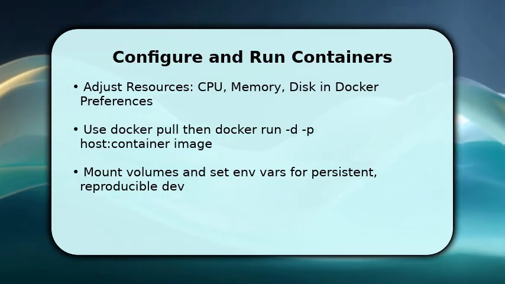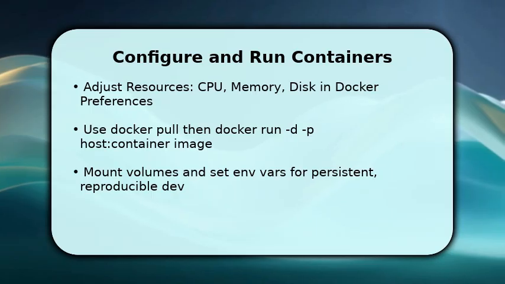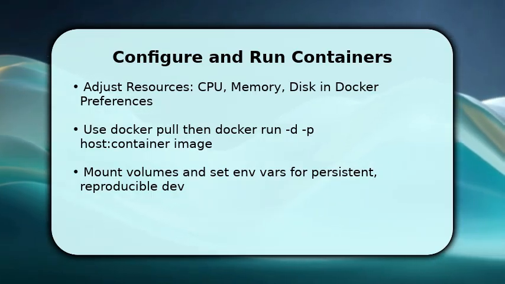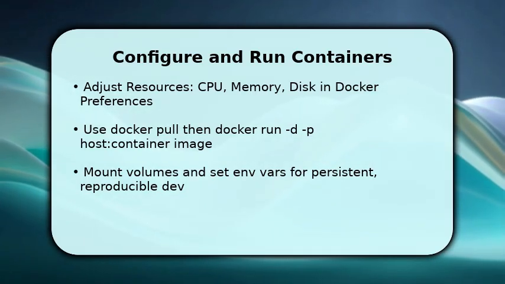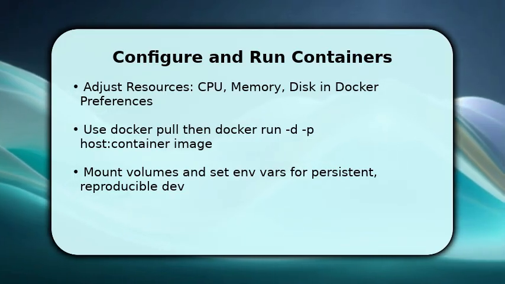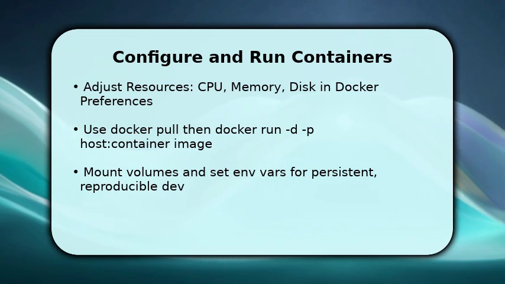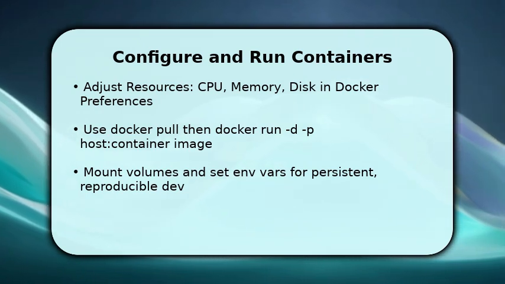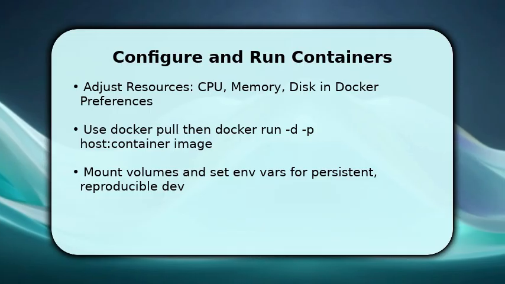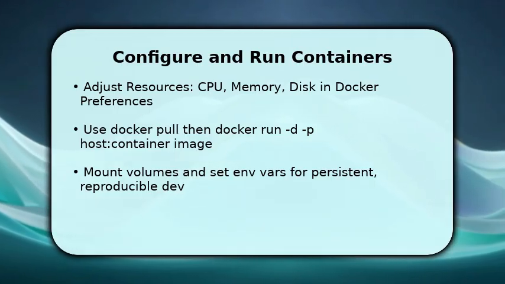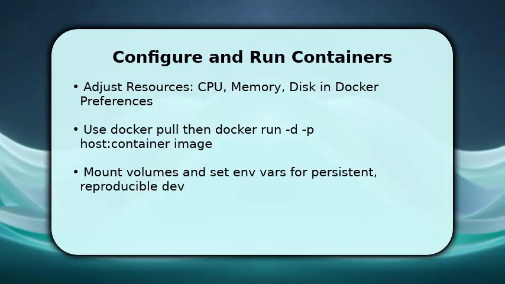Next, use docker pull to fetch an image, then docker run -dp 8080:80 image-name to start a detached container and expose ports for host access. Make sure to mount volumes with -v to persist data and pass environment variables with -e for configuration. This combination ensures your container mirrors production behavior and that you can iterate quickly.